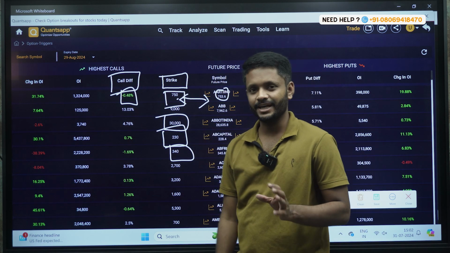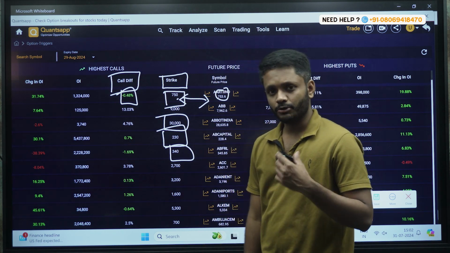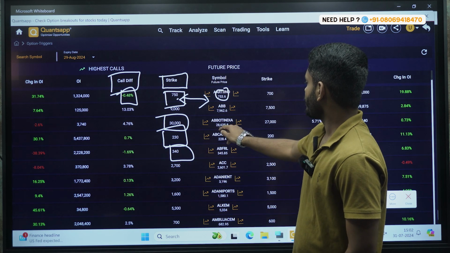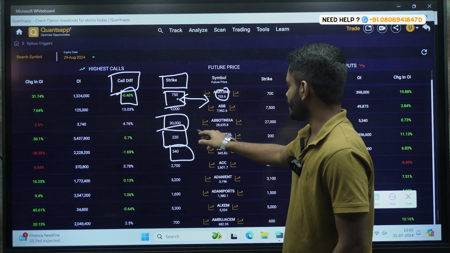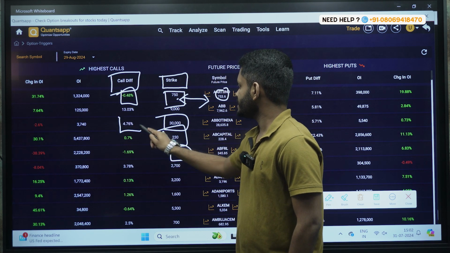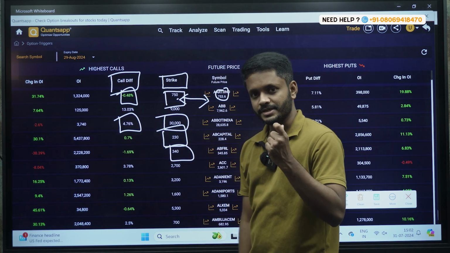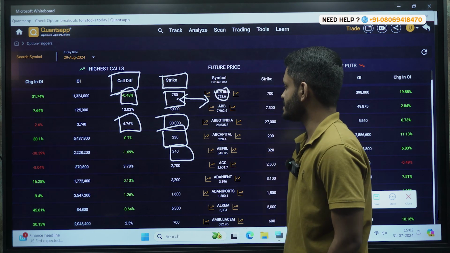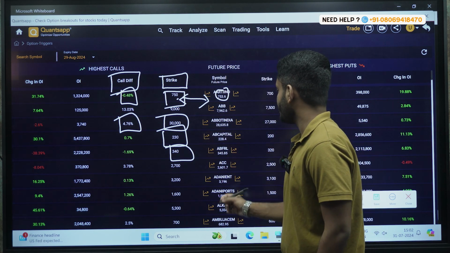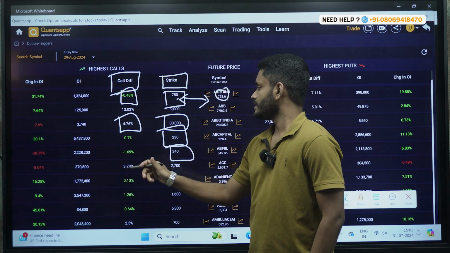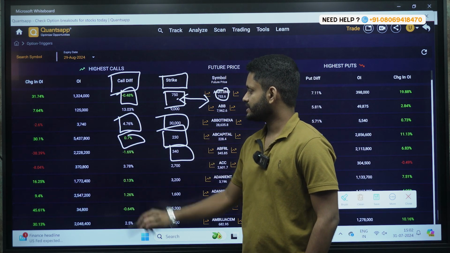Whenever you see a negative figure, that means that particular resistance has already broken. Now if you see About India, 28,635 is the current price, 30,000 is the resistance. The difference is 4.76%. So in percentage terms, it is saying how far the stock is from its resistance level. Same for AB Capital. If you see, 228 is the current price, 230 is the resistance. The call difference is 0.7%.